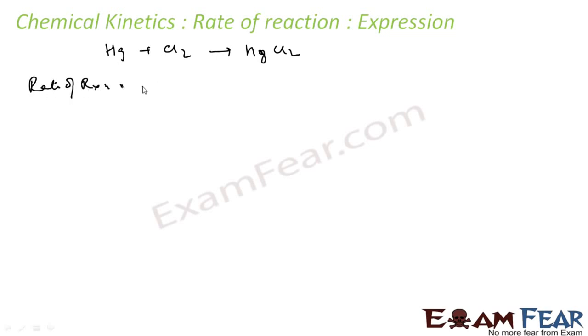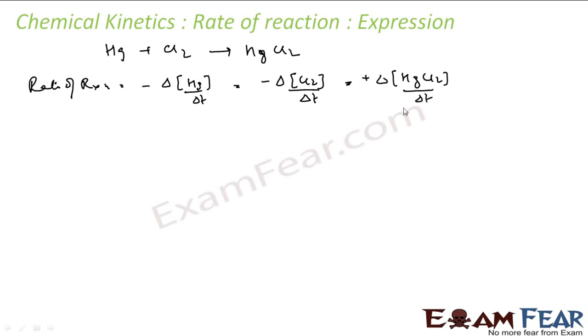It will be what? Minus of change of concentration of Hg with respect to time, or minus of change of concentration of chlorine with respect to time, or plus of change of concentration of HgCl2 with respect to time. Correct? This is in the product side, so plus, these two are in reactant side, so negative. Fair enough.